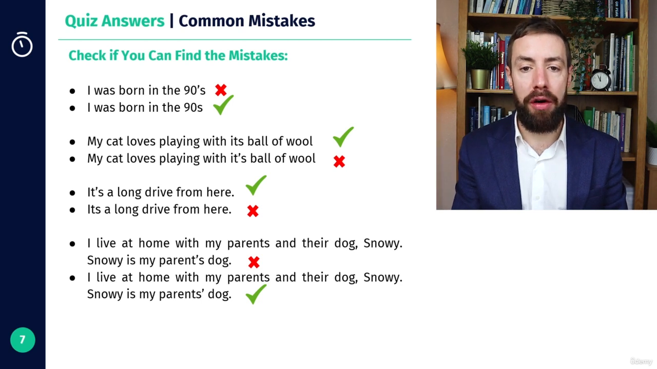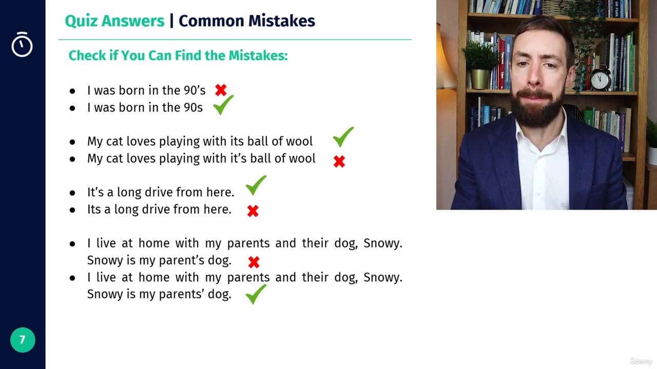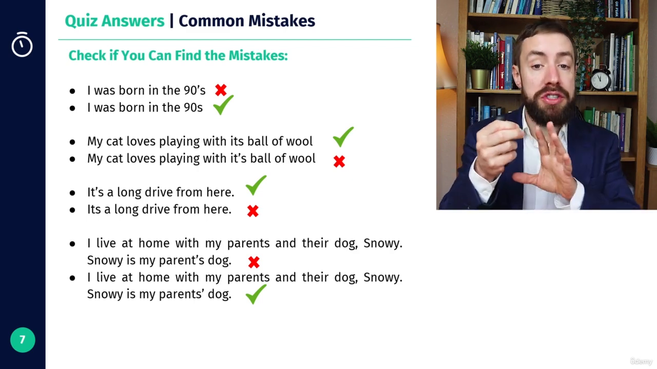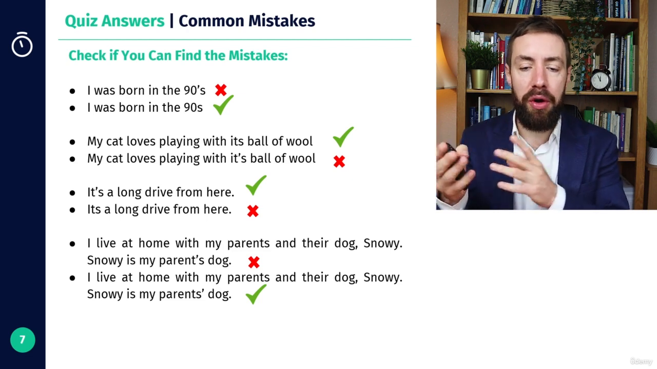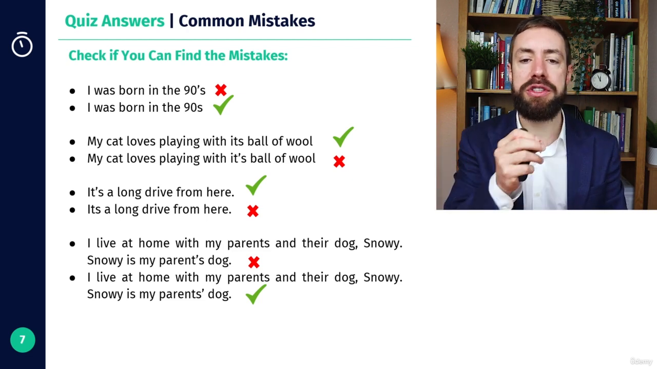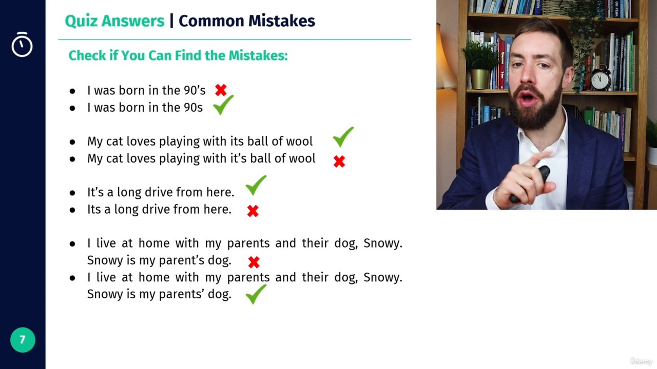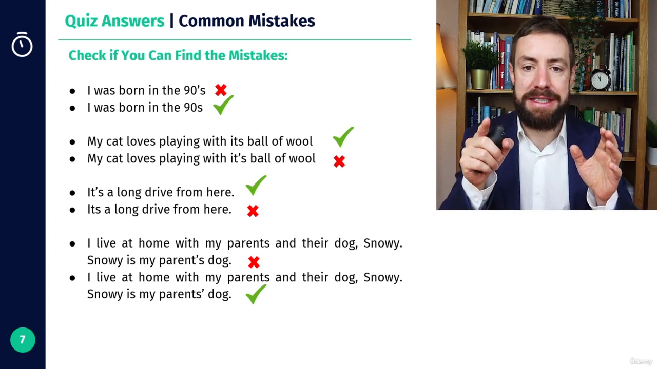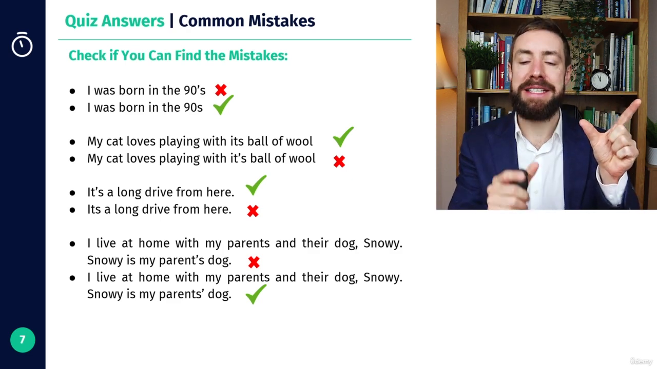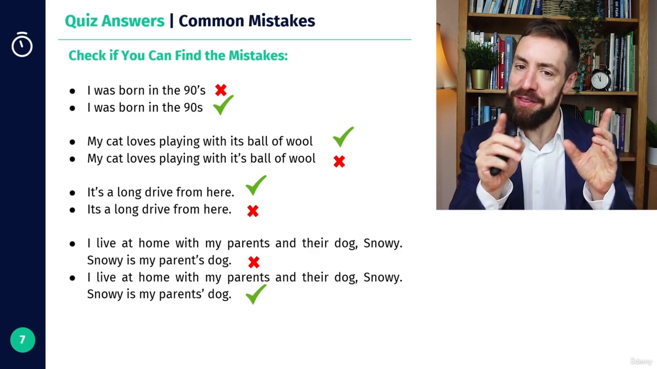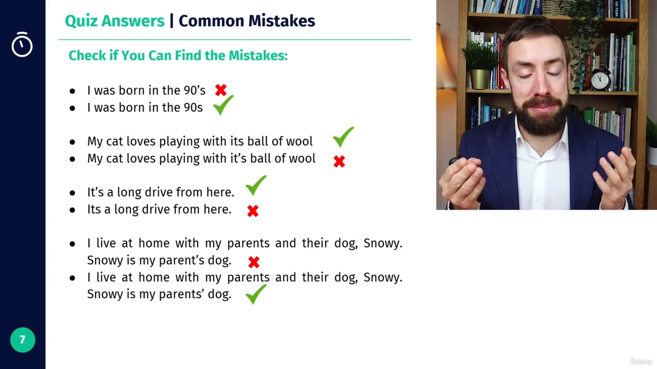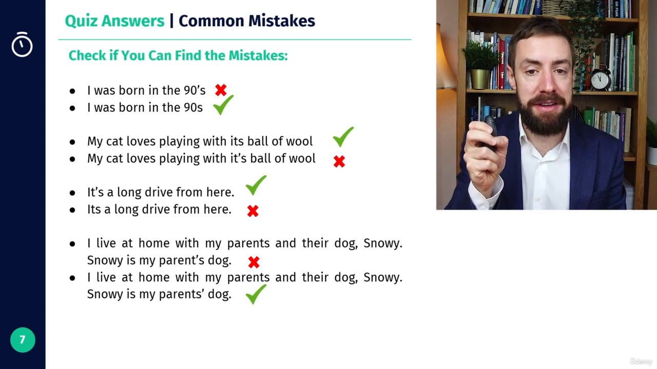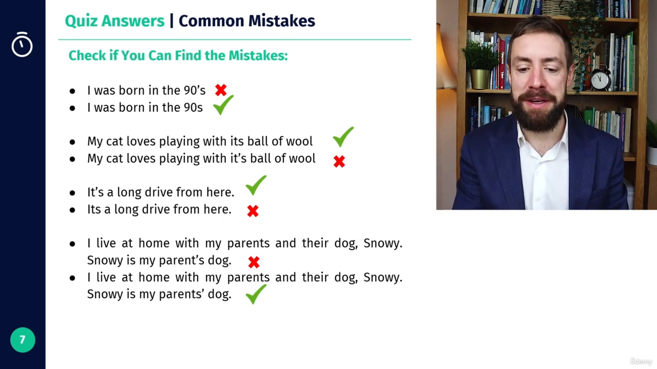Then, my cat loves playing with its ball of wool. So when it's the possessive, when a thing like a cat or a dog owns something, the dog's ball, the cat's ball of wool, we want to use its, no apostrophe, because it apostrophe s is short for it is. All right? So that's a very confusing one. Even native speakers have trouble with that one. But remember, if it's the possessive, then there's no apostrophe.